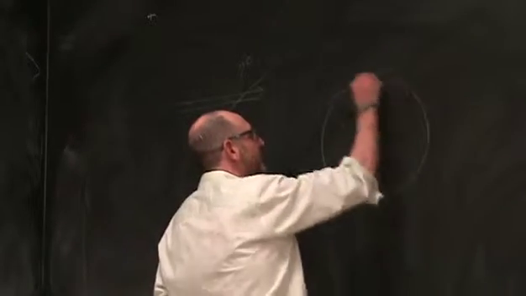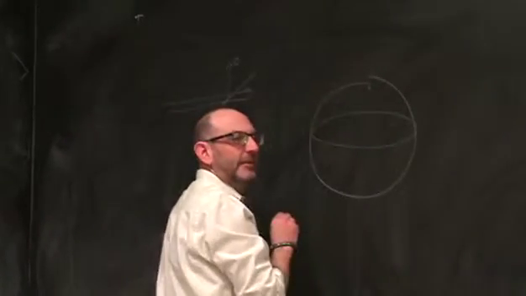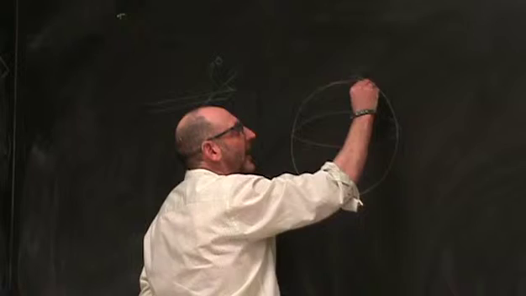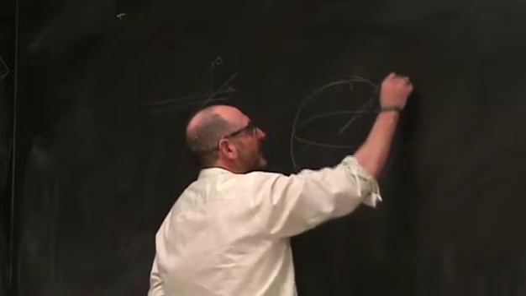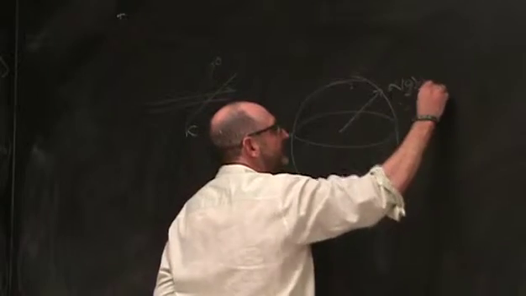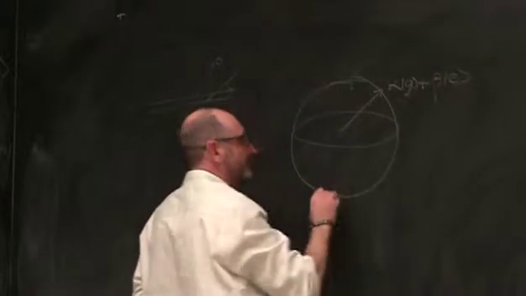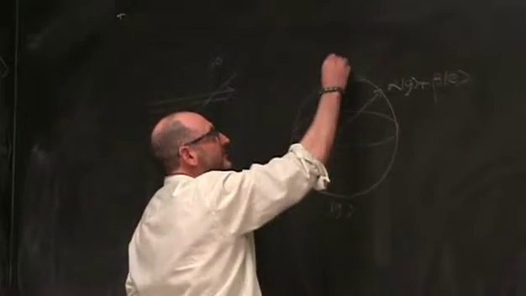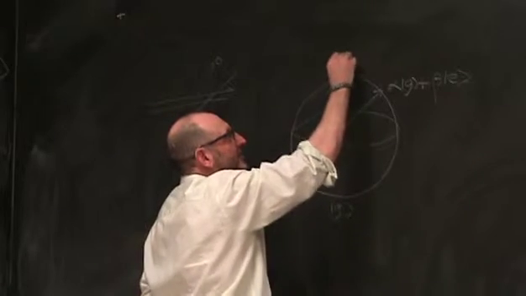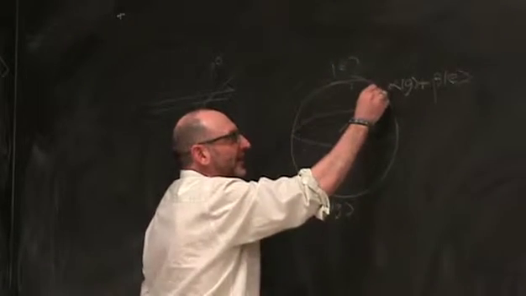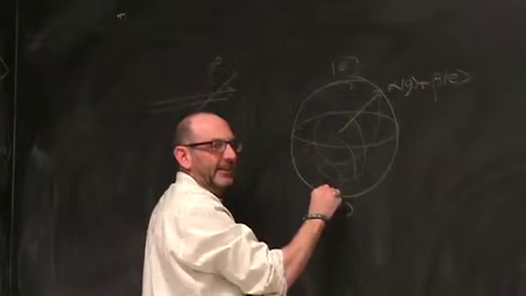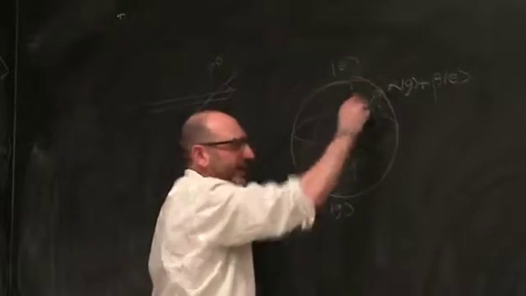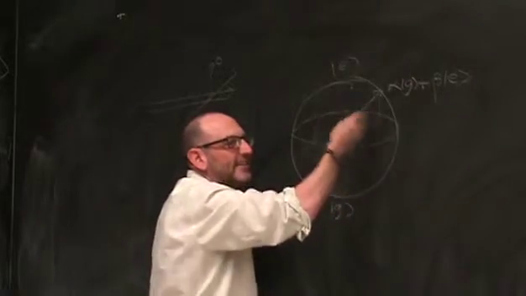For example, suppose I think about the Bloch sphere, and I start in some coherent superposition of ground and excited state. Well, what's going to happen to this thing? It's going to spiral in and eventually go to the ground state. So it starts in a pure state, it ends in a pure state, but intermediately it's a mixed state.